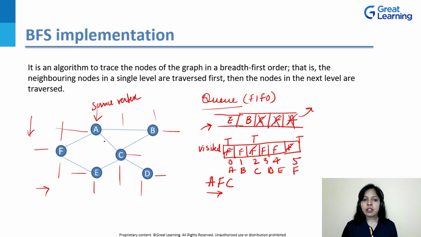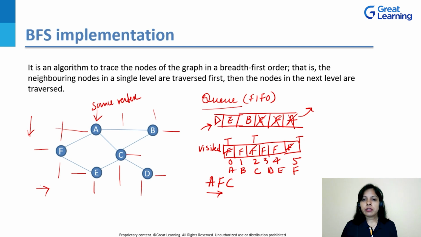And which are connected to C? A, B, D and E. So you can see A is already visited, so we will not consider A. E and B are also already in this queue, so we should not insert them again. Only D is left, so D will be inserted here.